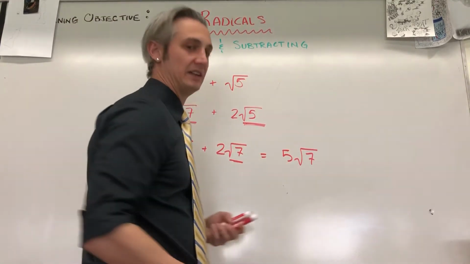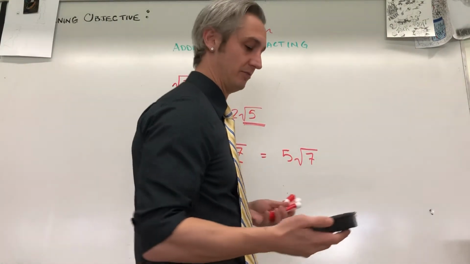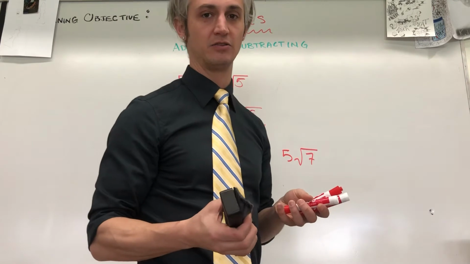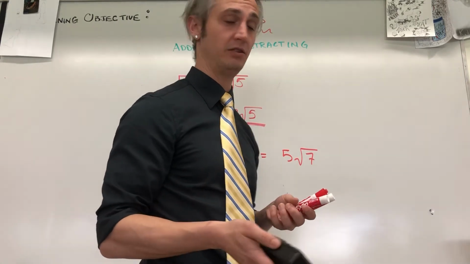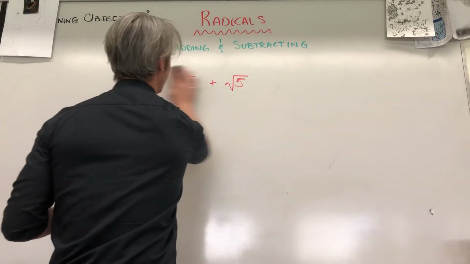So adding and subtracting really is just adding a final step to our prime factorization process of converting entire radicals into mixed radicals. So let's just do a few examples. That's probably the easiest thing to do.